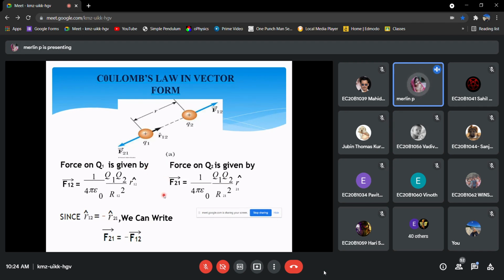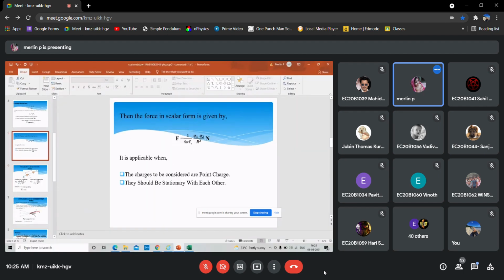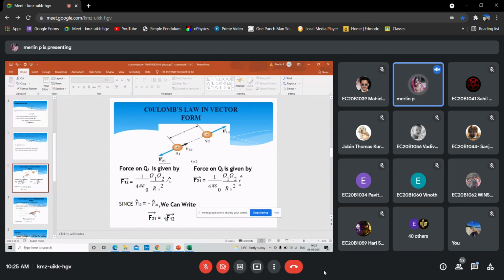This is applicable for 2 point charges placed at a distance of R. When only 2 point charges are there, the force will be the same and the direction opposite, so we put minus here. So that's what is derived here. Coulomb's law in scalar form, you should write till here, and then vector form, you should write till here.